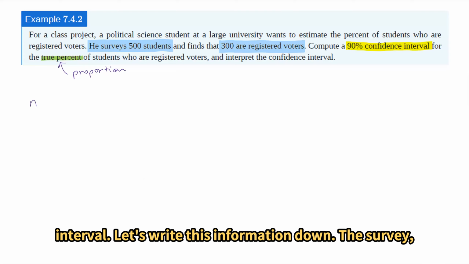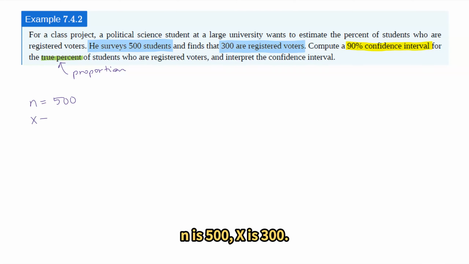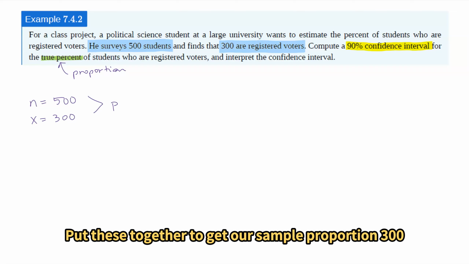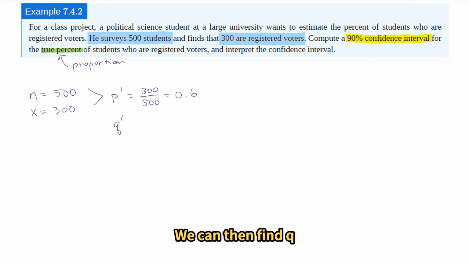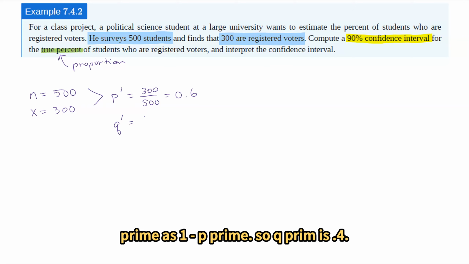The survey, n is 500, x is 300. Put these together to get our sample proportion. 300 divided by 500 would give us 0.6. We can then find q prime as 1 minus p prime. So q prime is 0.4.